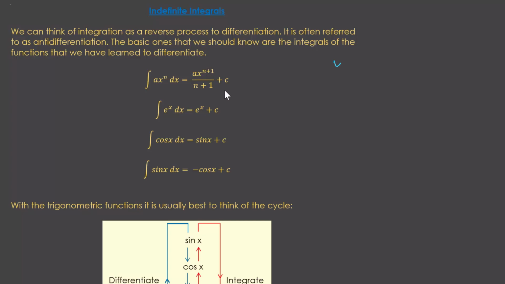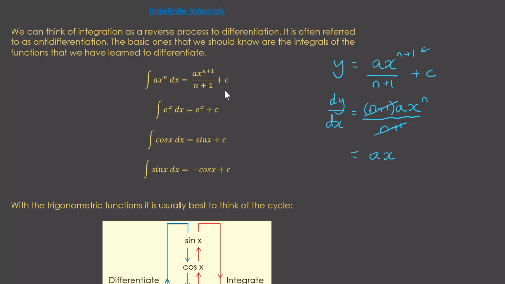Let's just look at differentiating that. If I had ax to the n plus 1 divided by n plus 1 plus a constant, and I differentiated that, then what would happen? This n plus 1 up here would come down and multiply the ax. We would reduce the power by 1. That's divided by n plus 1. And of course the constant would disappear. And then the n plus 1 on top can cancel with the n plus 1 on the bottom. And we end up with ax to the n.